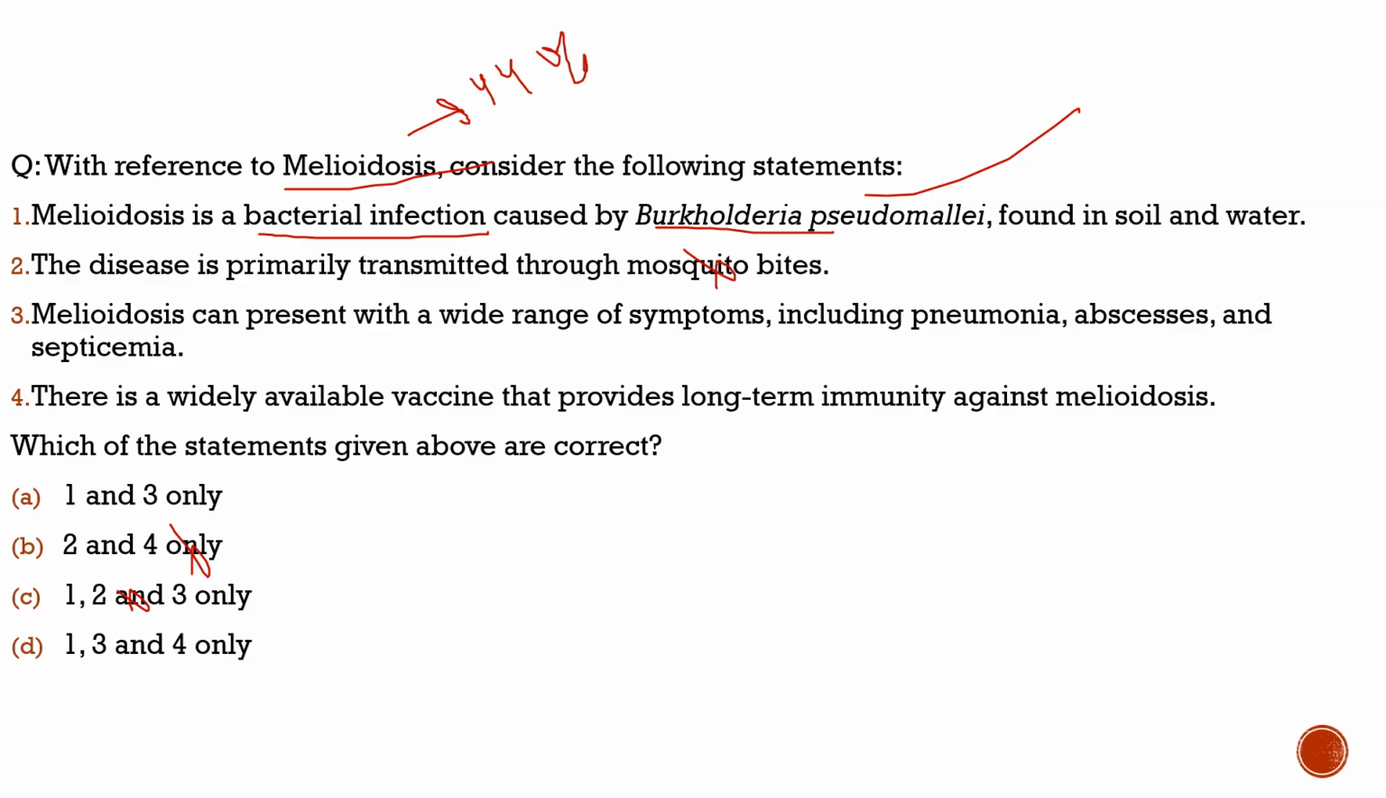Now it would be better for you to directly look at the fourth statement, because we understood that the third statement is true. Fourth statement: there is a widely available vaccine that provides long-term immunity against melioidosis. It is a very extreme statement and it is incorrect. So the fourth statement is also incorrect. Now we are left with option A, that would be the correct option. So here we solved the question, but let's have a look at the third statement too. The third statement says melioidosis can present with a wide range of symptoms including pneumonia, abscesses, and septicemia, 100% true.